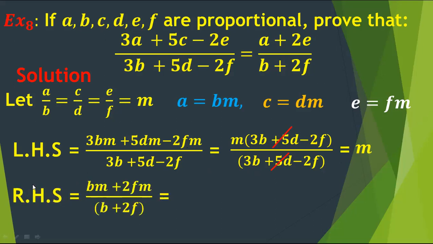Right hand side: substitute A equals BM, C equals DM. The next step, take M common factor, M power 2, M power 3 as in the question. Then take M common factor, the remainder here will be plus 2F. The bracket is the same as the denominator, then cancel this bracket, and the remainder will be M. The left hand side equals the right hand side. Right.